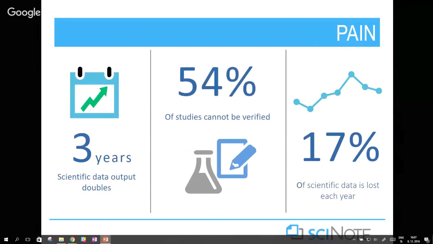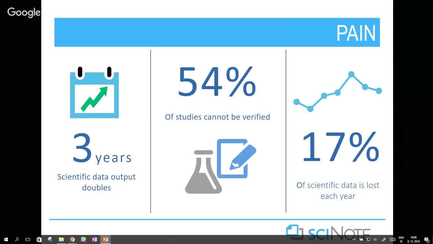It's not surprising that we have 54% of studies that cannot be verified. What this means is, if you take any paper in any publication, it's 54% likely that you won't be able to use the raw results produced in this paper. This is not because there are so many scientists that do bad science, but because the science is not recorded properly. The data is not managed properly. And if you add to this that the scientific output doubles every 3 years and that 17% of the data is lost every year, this is not a surprise.